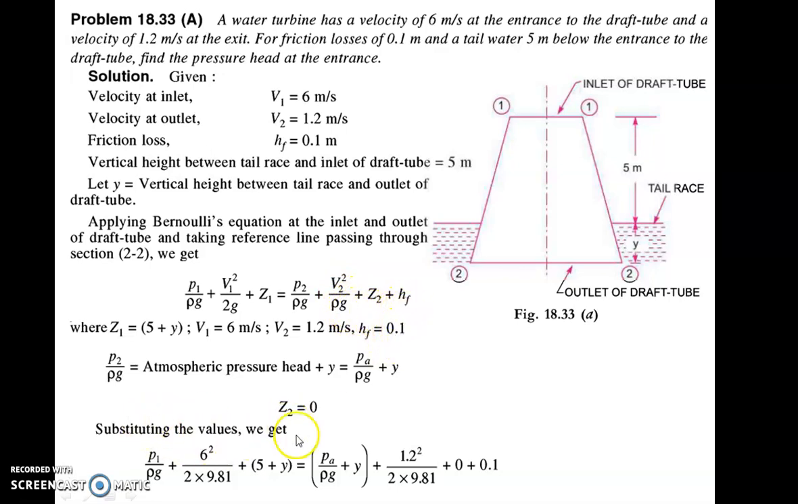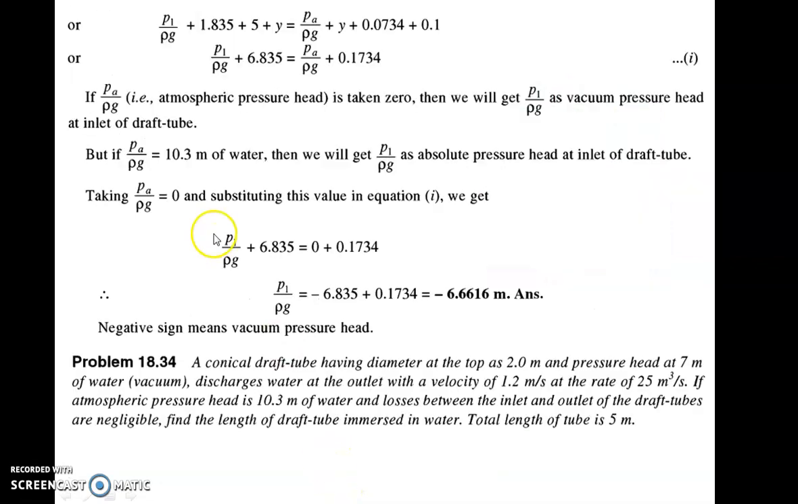So if you put all the values, you will get P1 by rho g plus V1 square by 2g plus 5 plus y is equal to PA by rho g plus y plus V2 square by 2g plus Z2 is 0 plus HF is 0.1. So y will get cancelled. PA by rho g, you know, is 10.3 meter of water. If you take 10.3 meter of water as PA by rho g, you will get P1 by rho g as an absolute value. So if you calculate P1 by rho g from this formula, you will get the absolute value.